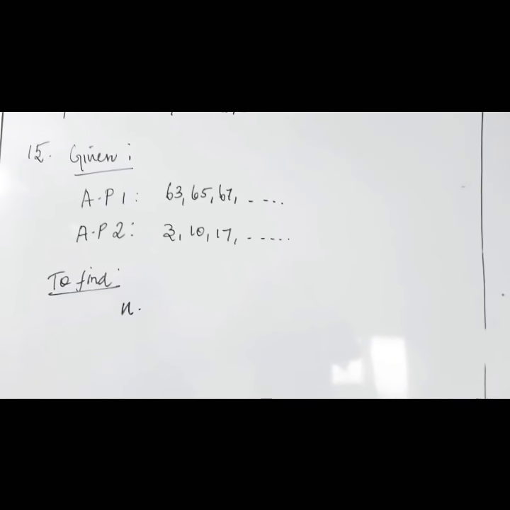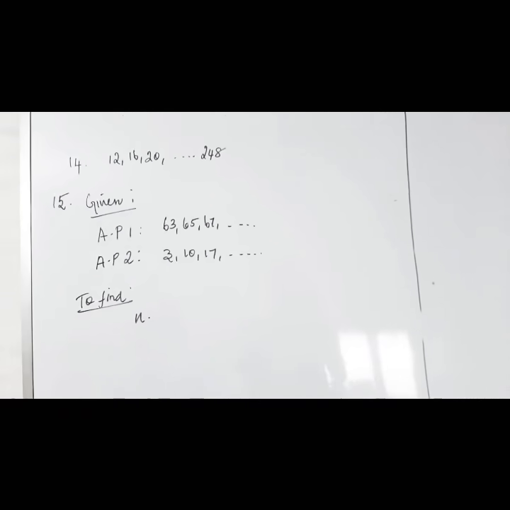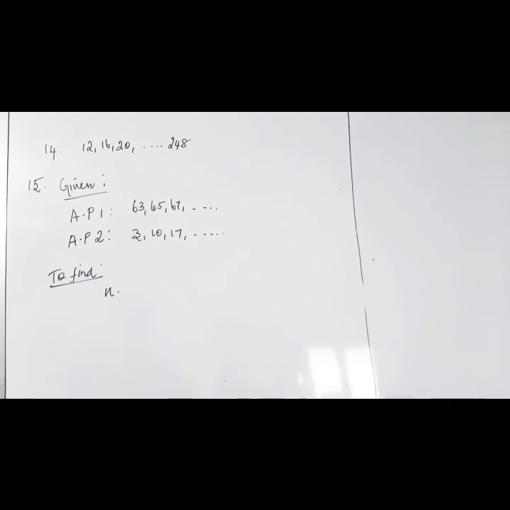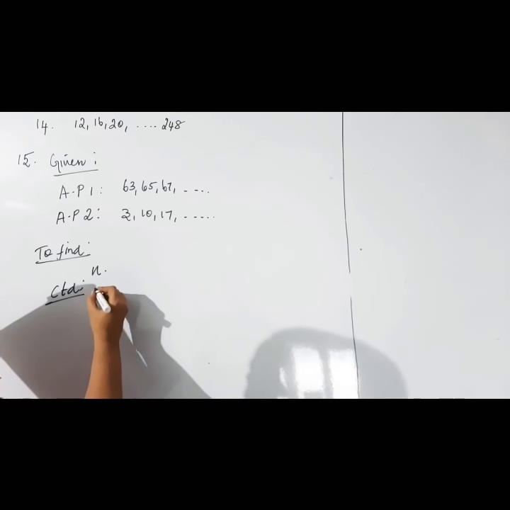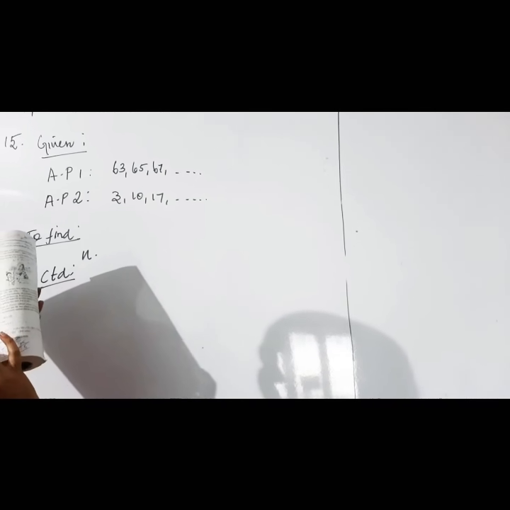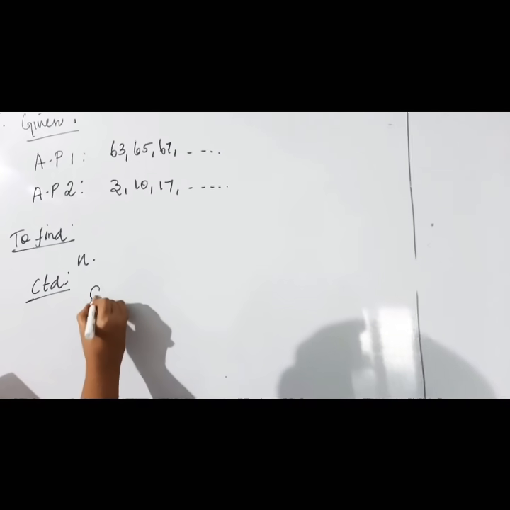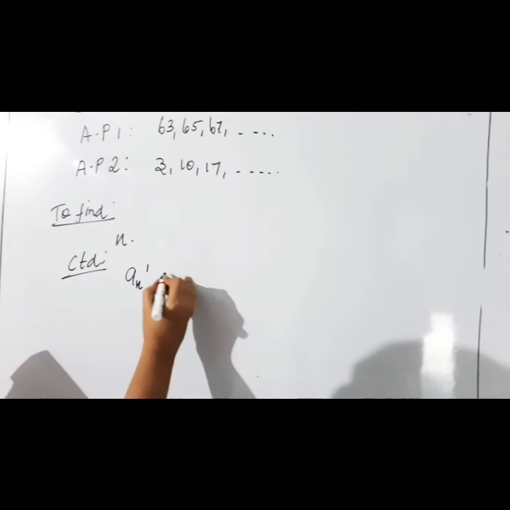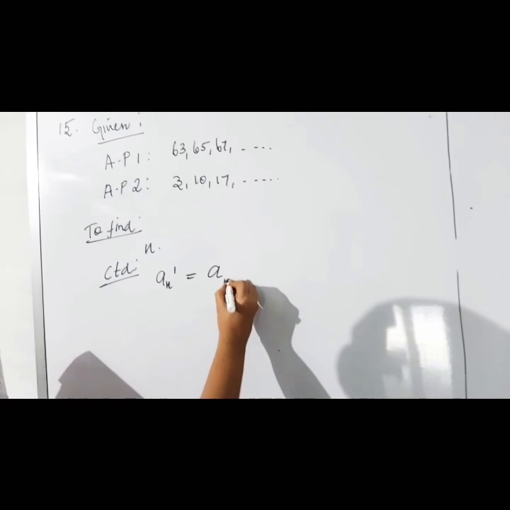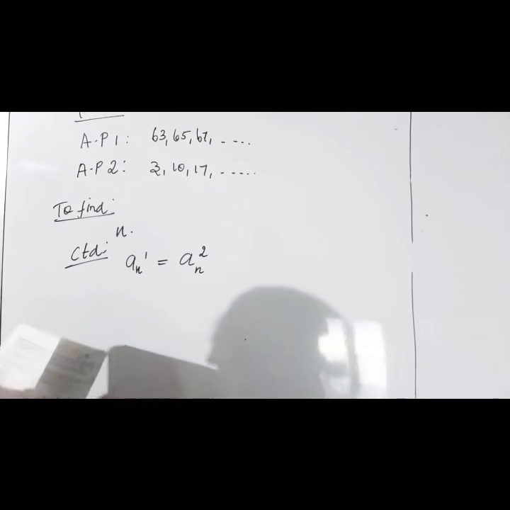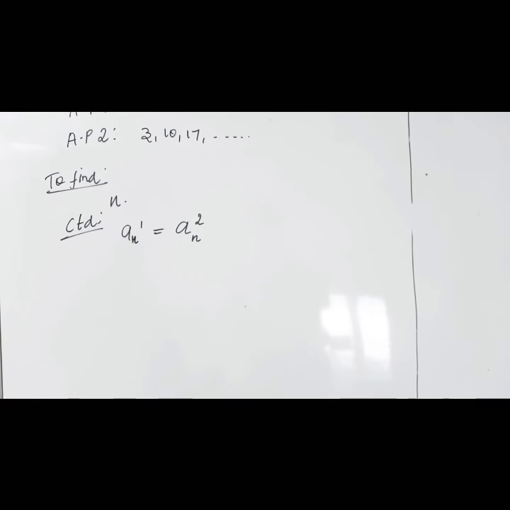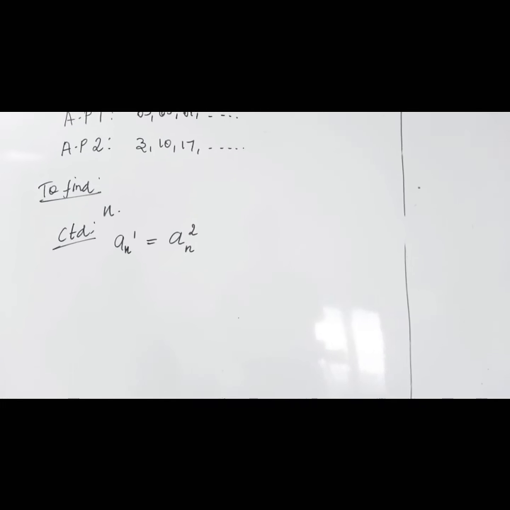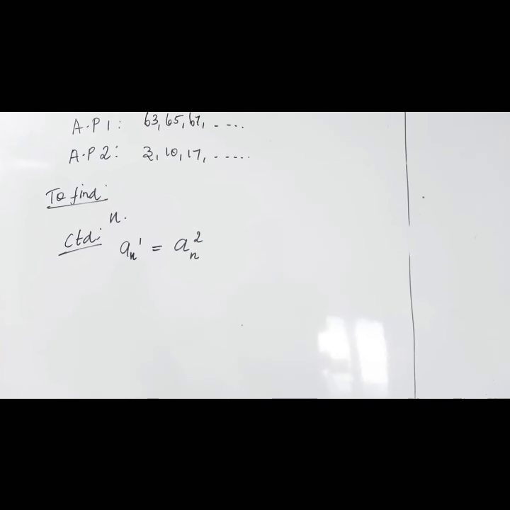They did not ask you simply to find out the value of n from the first AP or the second AP. They gave you a condition. What is the condition given here? The nth term of these two APs must be equal. You need to find out for which value of n the nth term of the first AP and the second AP are equal.